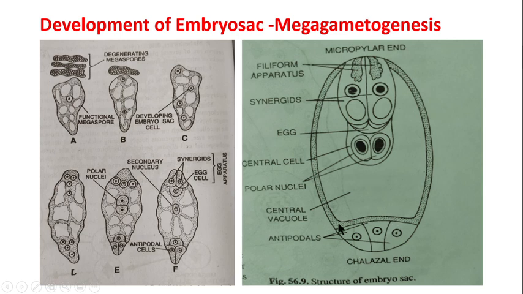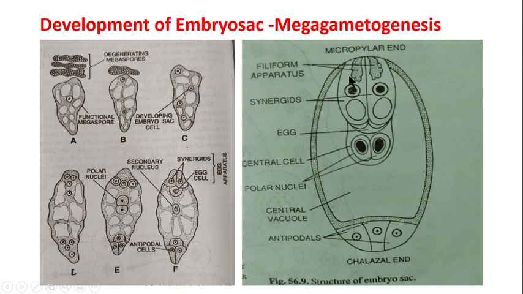Look over here. This is the structure of the embryo sac, which is formed from the functional megaspore. And these stages are known as megagametogenesis. This is the chalazal end, showing you the presence of three antipodals. All these three antipodals are haploid. They will remain for some time and later they will degenerate.